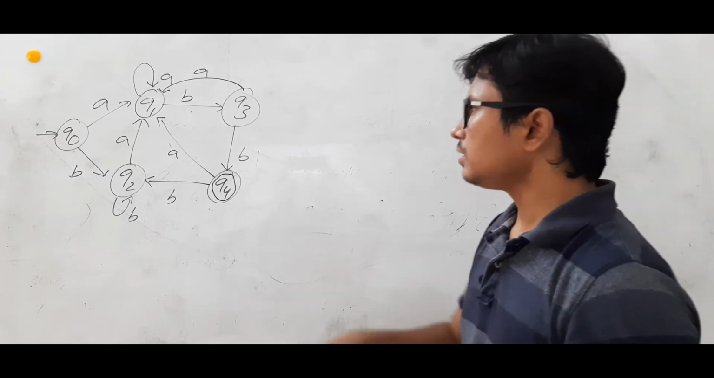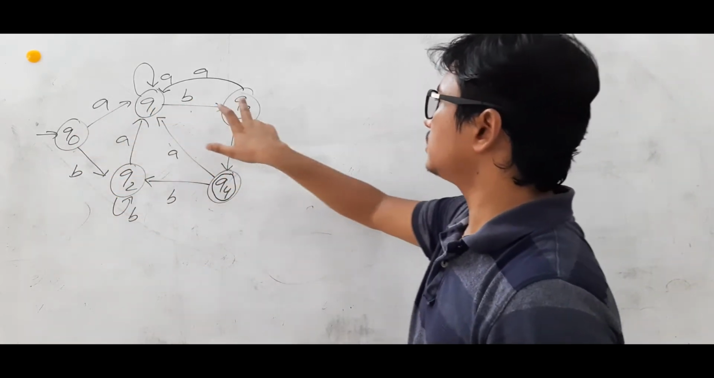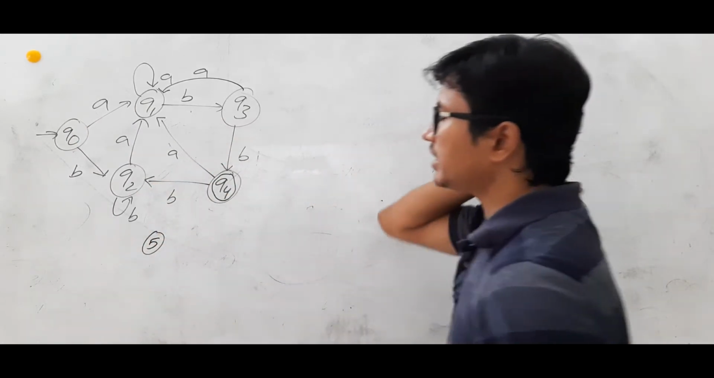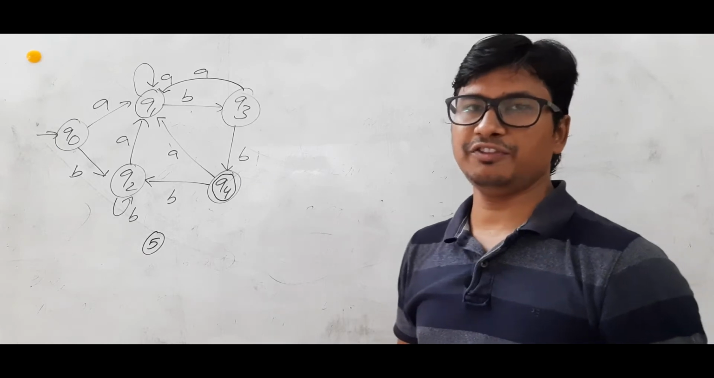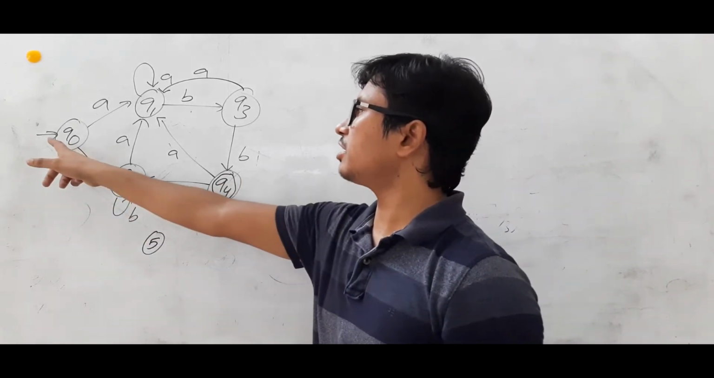Now, how many states are there? We will check it. 1, 2, 3, 4, 5 states are there. First thing you need to check is whether it is a DFA or not. If it is not a DFA, how can we minimize it? How will we check whether it is a DFA or not?